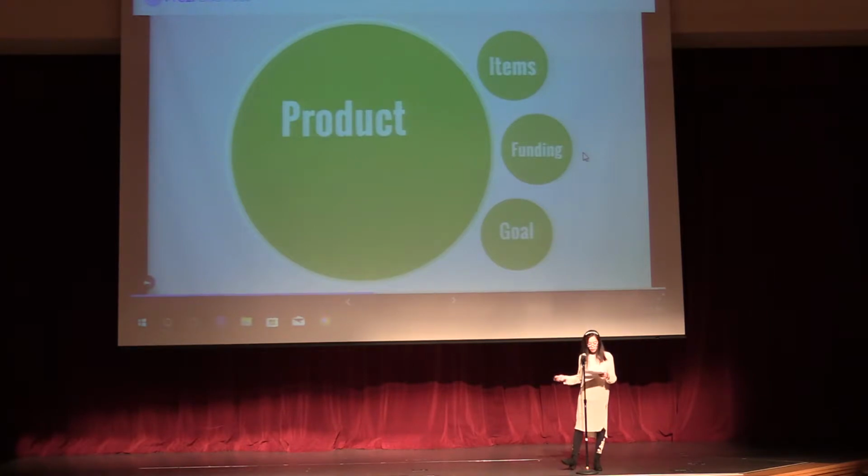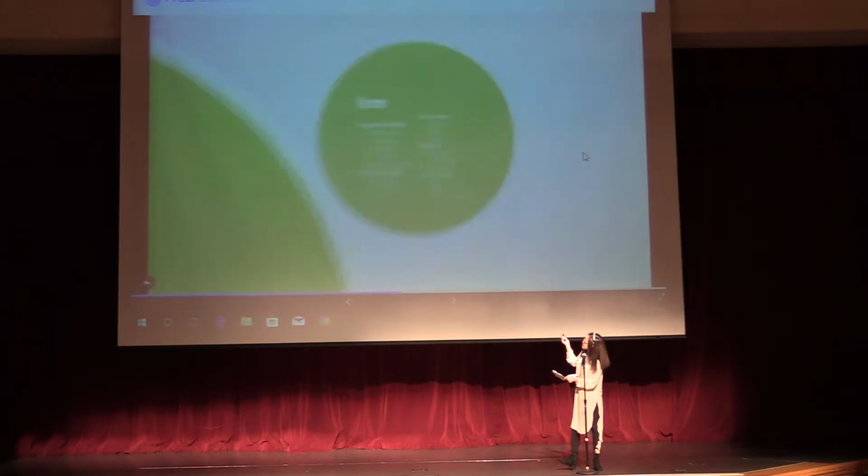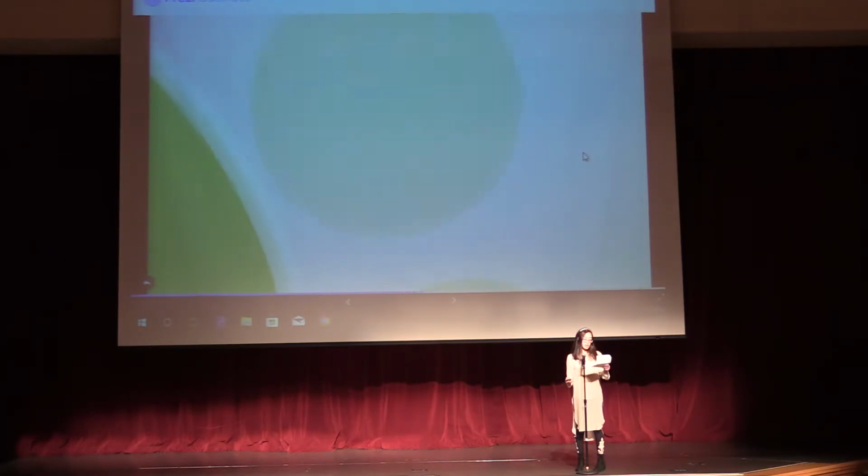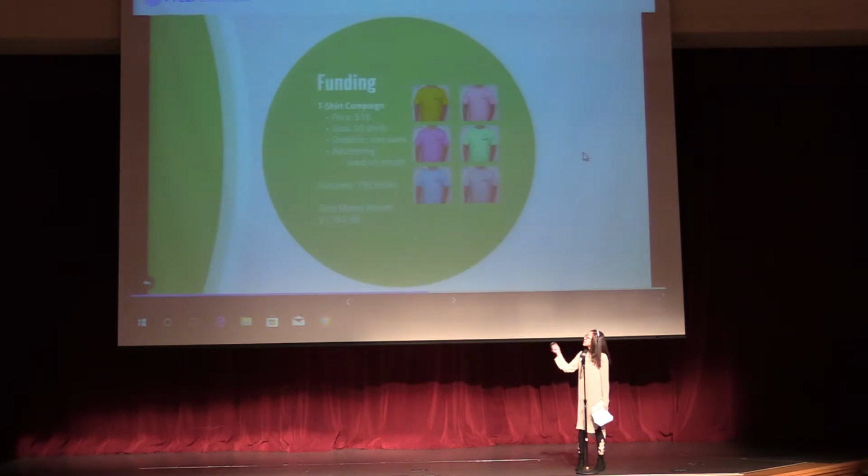To grasp a better picture of what our care packs look like, I compiled a list of what each one contained. In the beginning, we only planned to have hygiene products, but by the end, we were able to include first aid products, winterwear, and even food items. So how exactly were we able to expand our margins? This is where funding comes in.